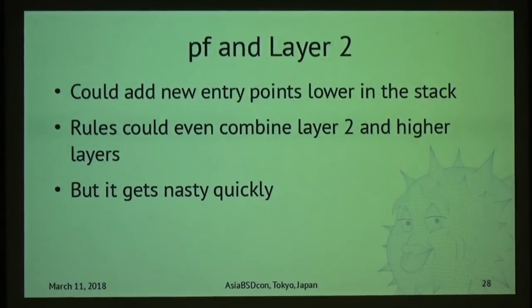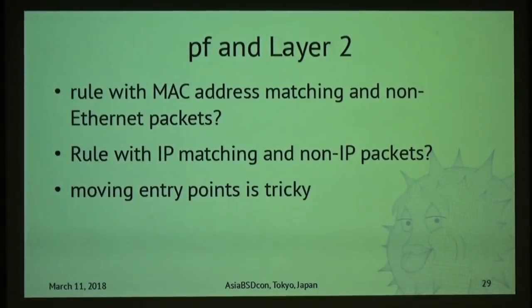But really, if you look a little bit closer, this gets so nasty. What do we do with a rule that refers to MAC addresses when we see a packet that is not Ethernet? And at the same time, what do we do with a rule that wants to match on IP header fields and gets a non-IP Ethernet frame?